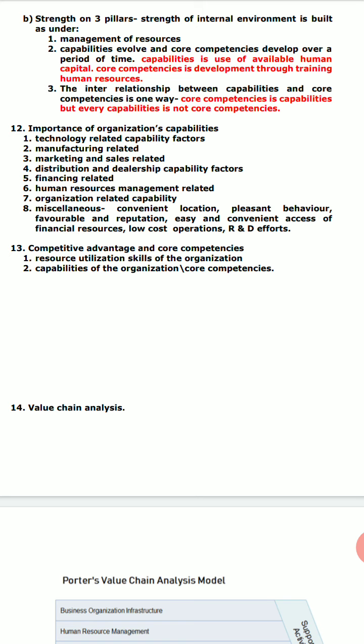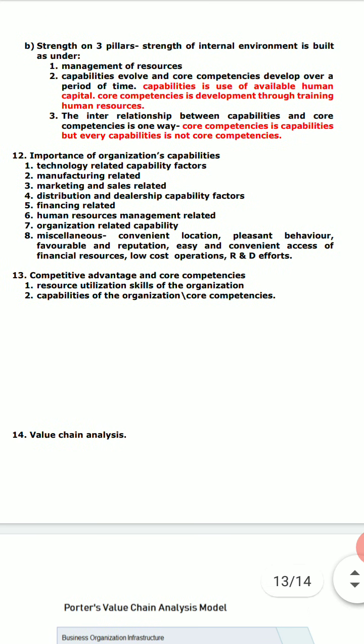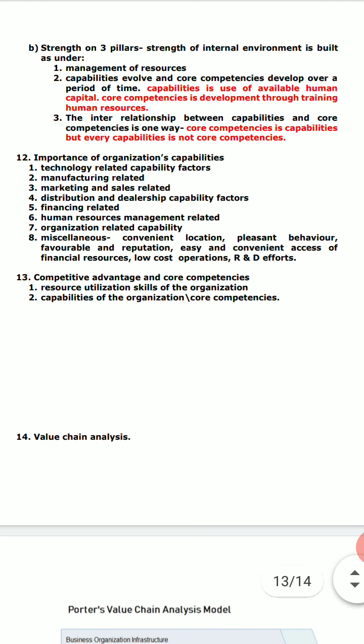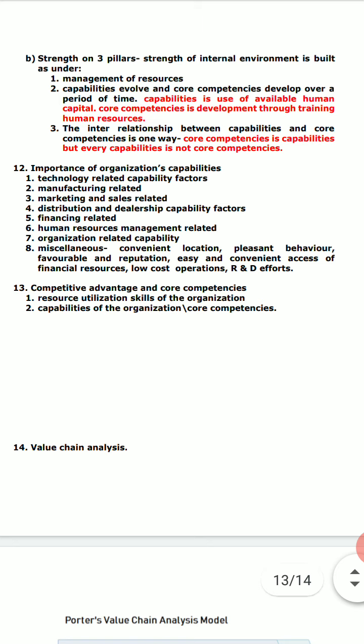Then comes the miscellaneous capability factors. If you see it, it has involved production, marketing, financing, HR, right? Even the organizational structure has been taken into consideration, and here are the miscellaneous factors. Maybe the location may be very convenient, maybe pleasant and courteous behavior of the employees is there, favorable image and reputation of the firm may be there, there may be easy access to financial resources, overall low cost production operations are carried out, again R&D is supported a lot. These are all such miscellaneous factors which may help to keep the organizational capabilities strong.